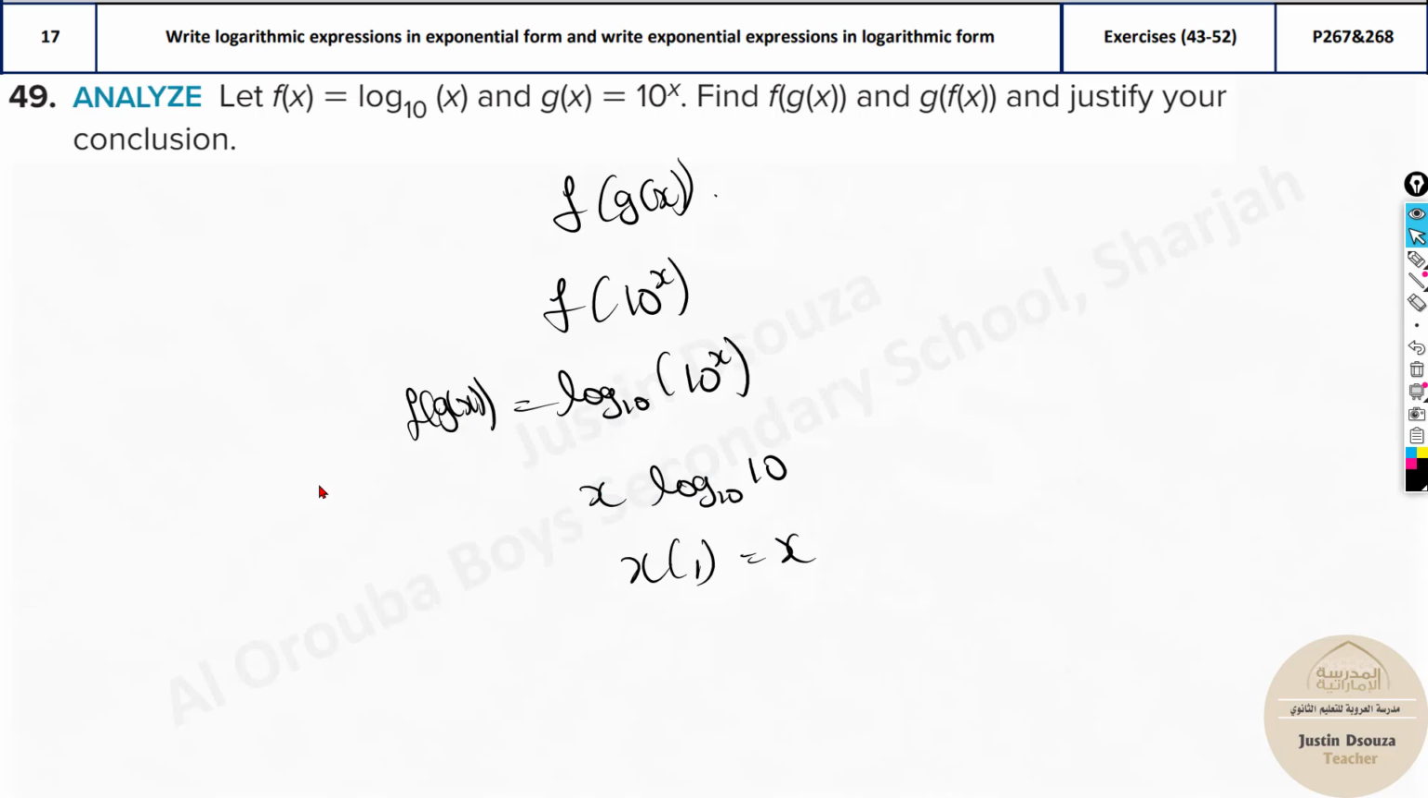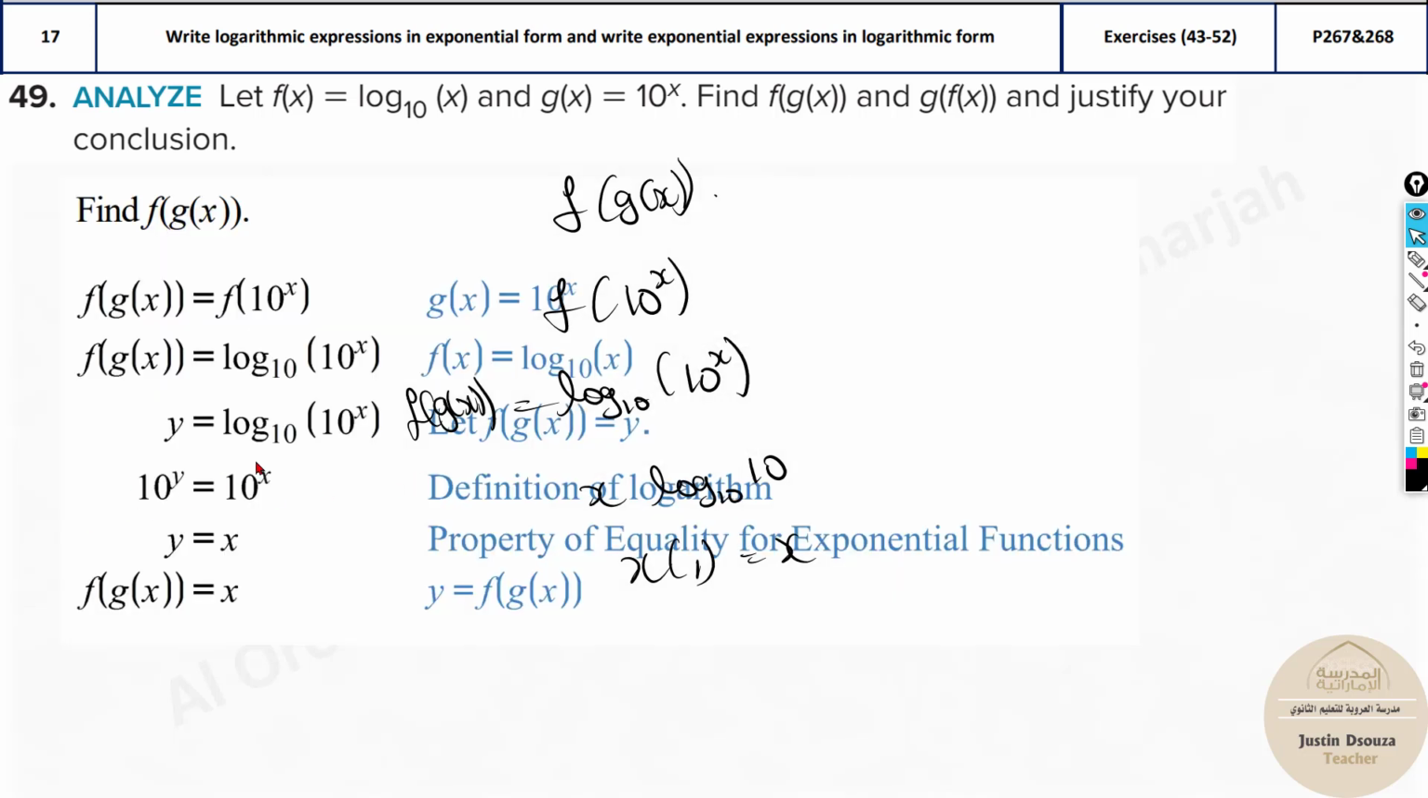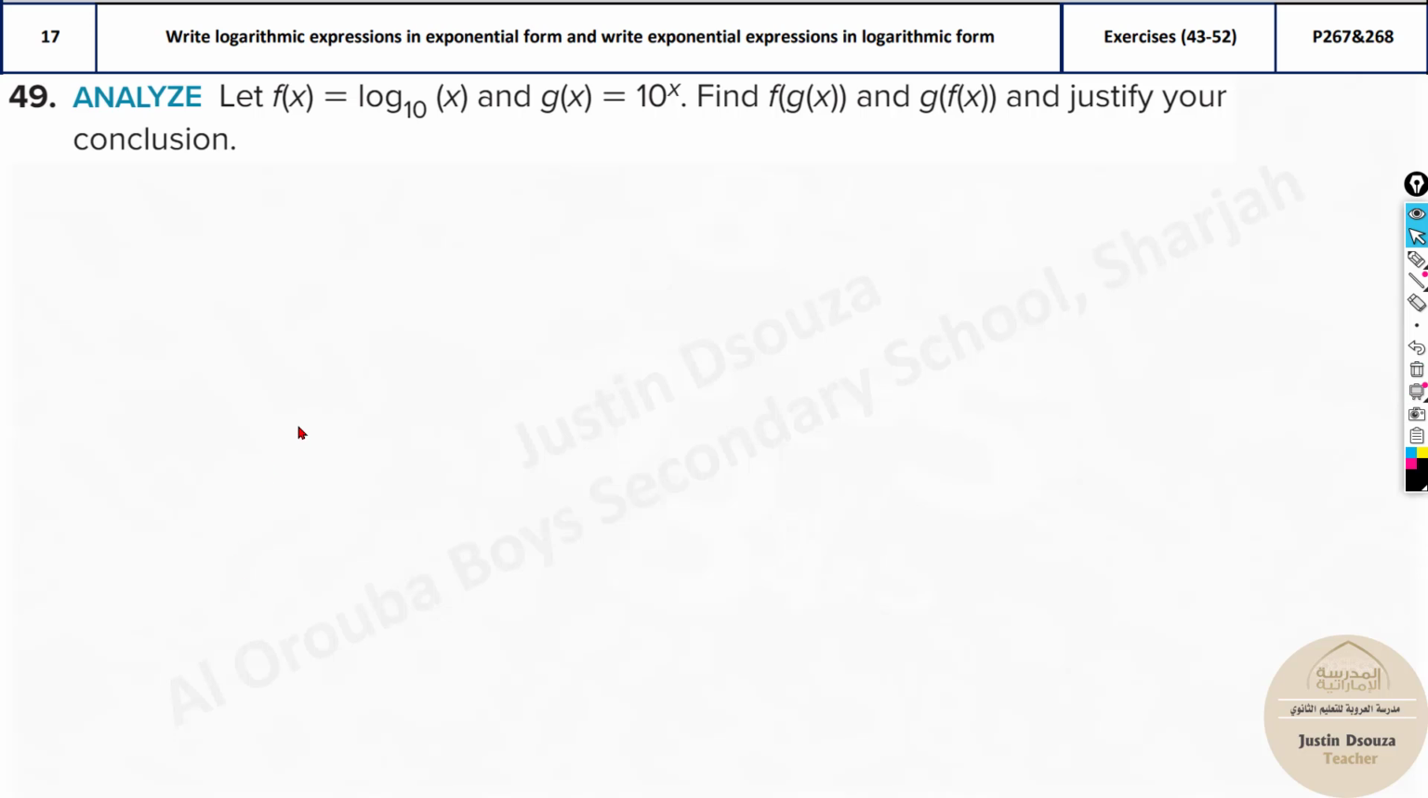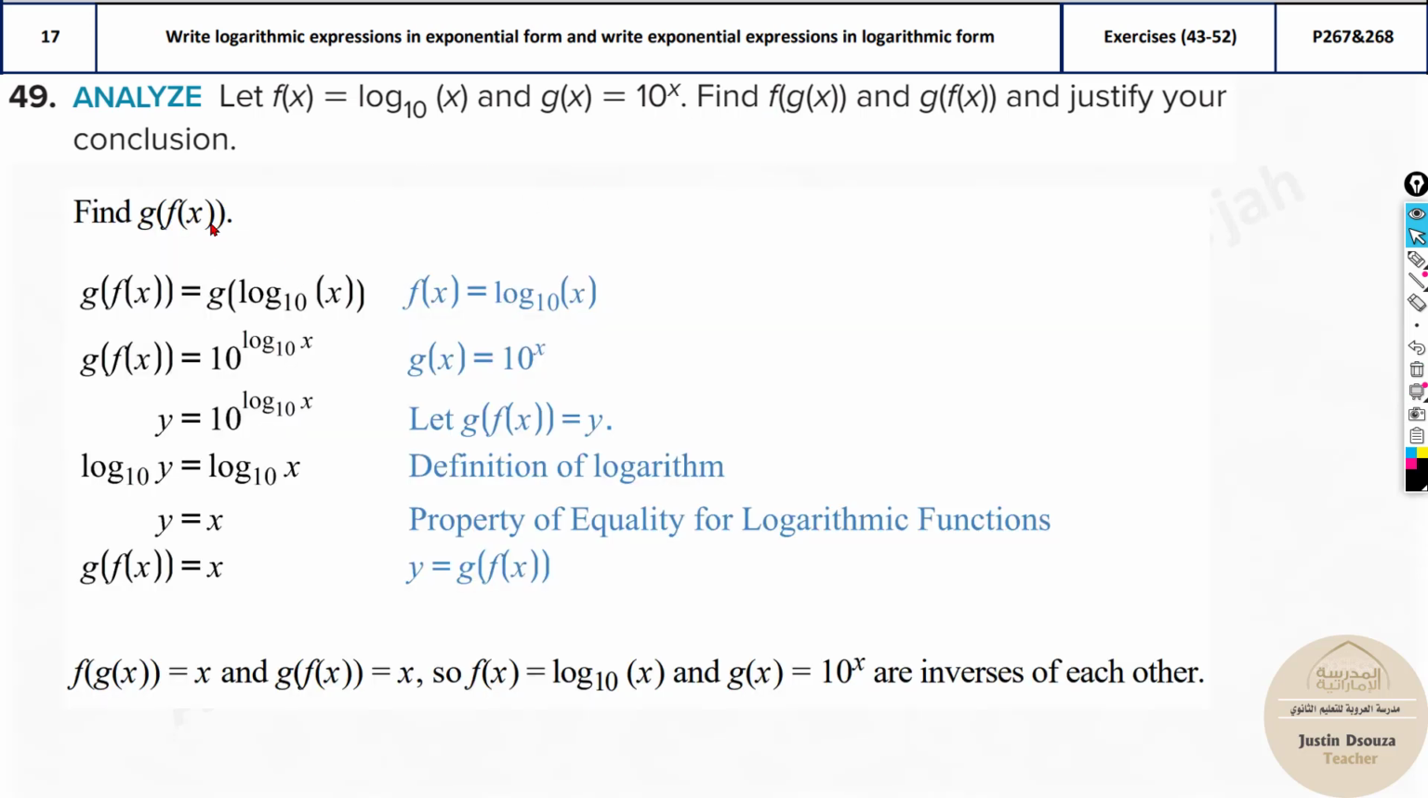You can see, over here they have done it the exponential way, but you can do this method also. This is also the same thing, it's fine, the correct answer itself. The answer will be x, same thing. Now the same thing on the other side, you have to do g of f of x. I'll just show you how we do that. g of f of x, that means, what is f of x? Let's write it inside the g. It's log base 10 of x.